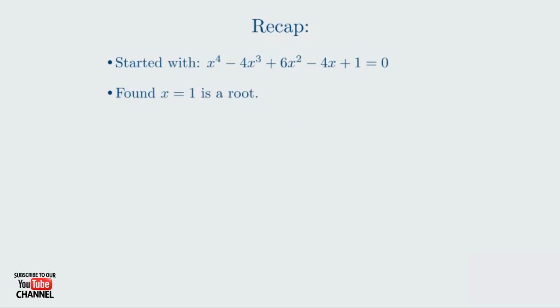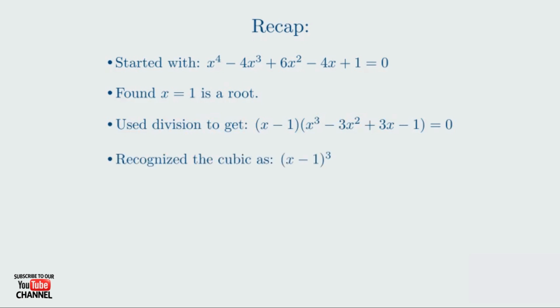Let's recap. We started with a complex-looking quartic equation. We tested for simple roots and found that x equals 1 was a root. Used division to get x minus 1 times x cubed minus 3x squared plus 3x minus 1 equals 0. Recognize the cubic as x minus 1 cubed, simplified to x minus 1 to the fourth equals 0. Solution: x equals 1. Multiplicity 4.